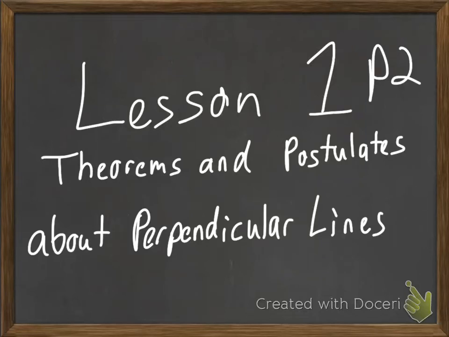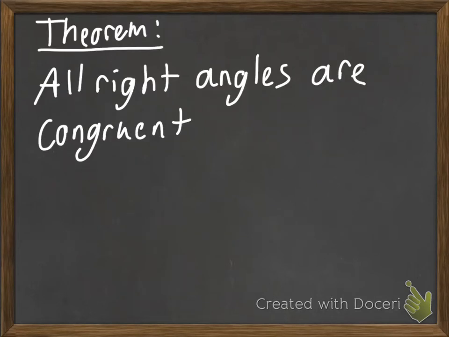Welcome to Unit 5, Lesson 1, Part 2, Theorems and Postulates about Perpendicular Lines. So this is just going to be the formalization of what we discussed in the GeoGebra video. So the first theorem, all right angles are congruent. A theorem can't get more self-explanatory other than this: all right angles are congruent.